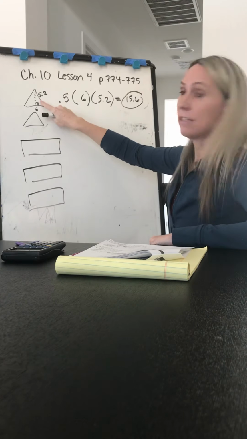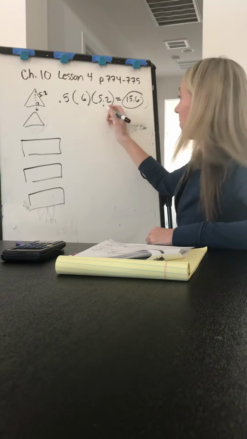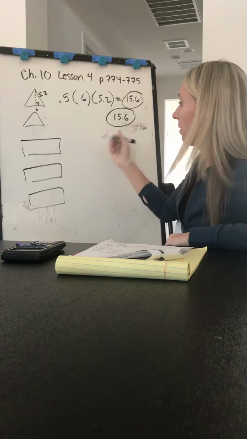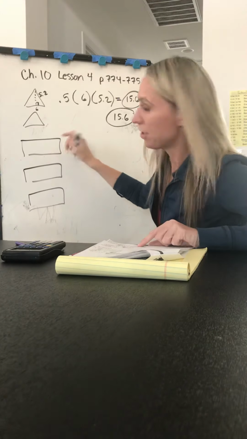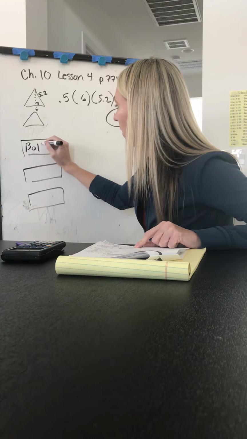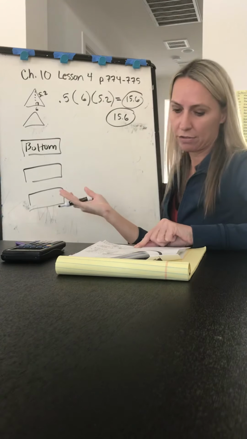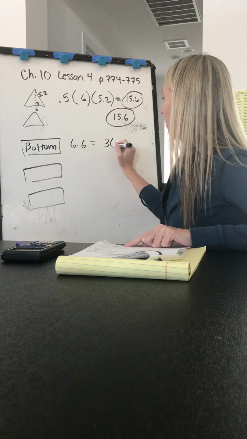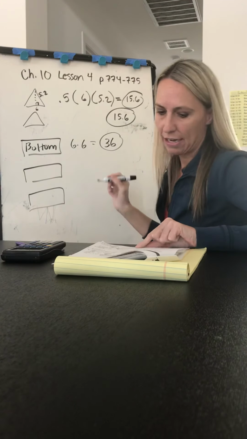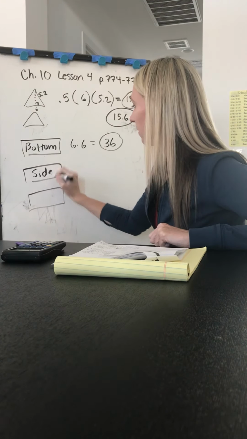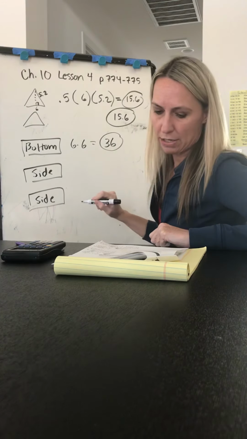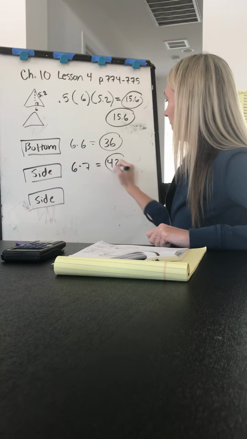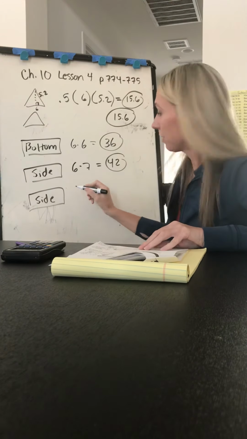So if this triangle is 15.6, this one's also going to be 15.6. So again, you can either write it twice or times it by 2, either one. Now the first rectangle I'm going to do, and I like to write them down in case they're different. I'm going to look at the bottom rectangle, and it's going to be 6 times 6, and that gives me 36. Then I have two sides on this one, a side and the other side. One side is 6 times 7, which is 42, and the other side is the same. It's also 6 times 7.